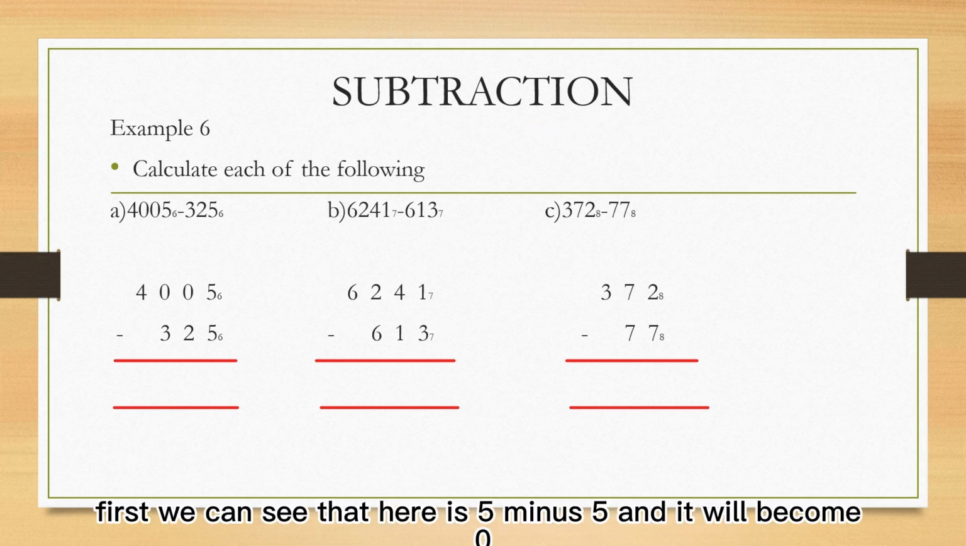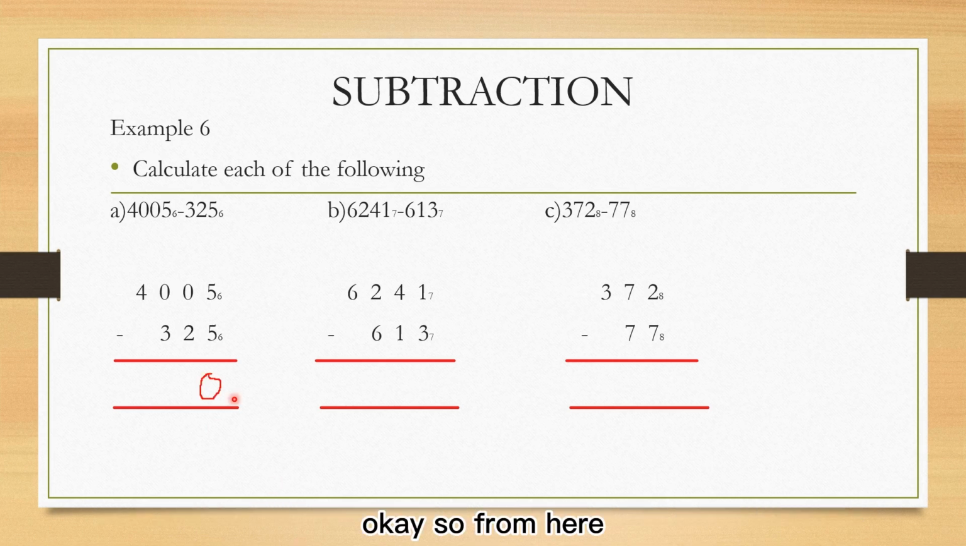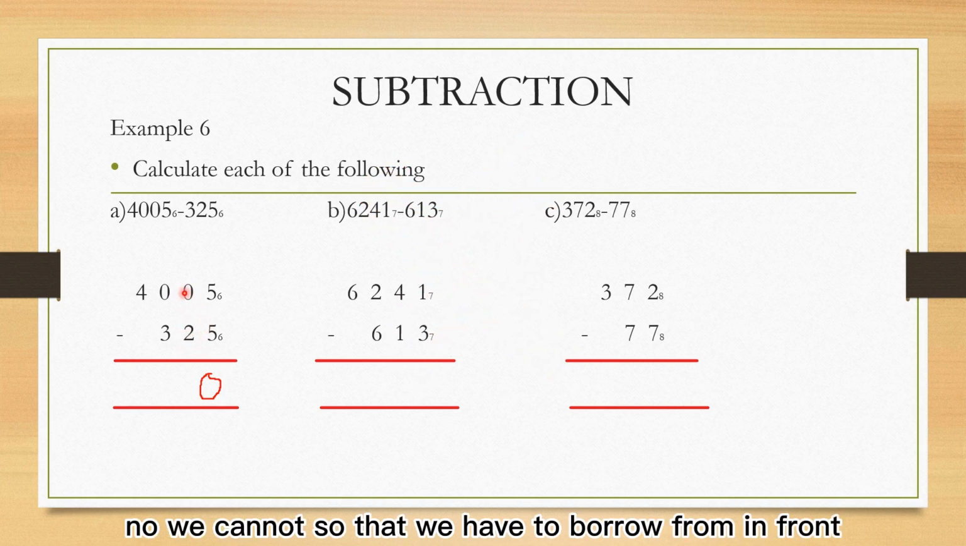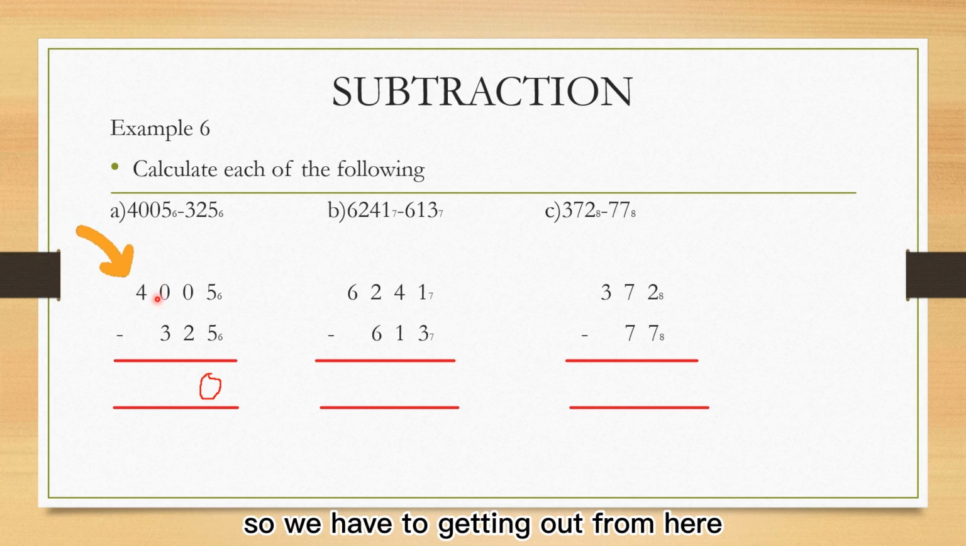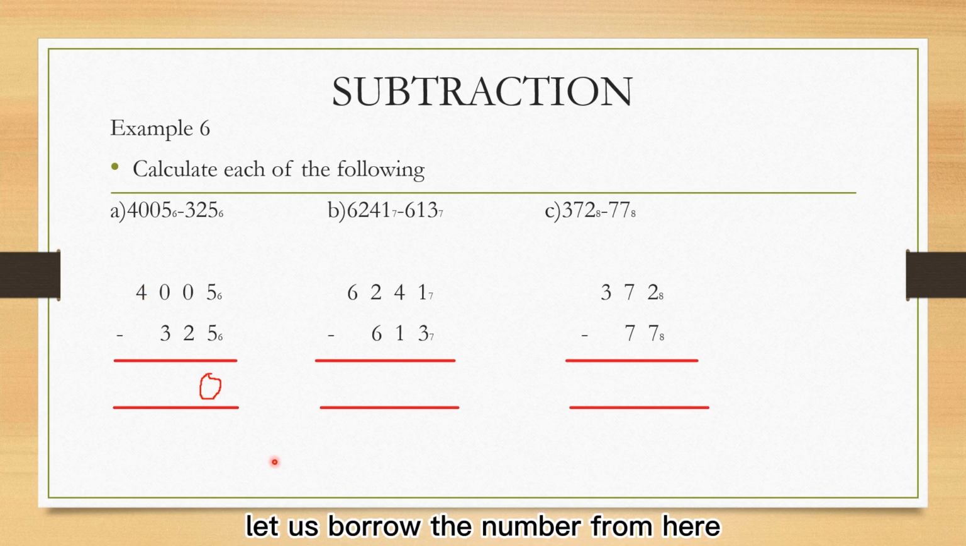First, we can see that here is 5 minus 5. It will become 0. Okay, so from here, 0 can be minus with 2? No, we cannot. So we have to borrow from the front number. But here is 0, right? So we cannot borrow also. So we have to get help from here. So let us borrow the number from here. So when we borrow here, 4 will become 3. So what number will this 0 become? Yeah, it will become 6. No, 10, because the number base is 6.